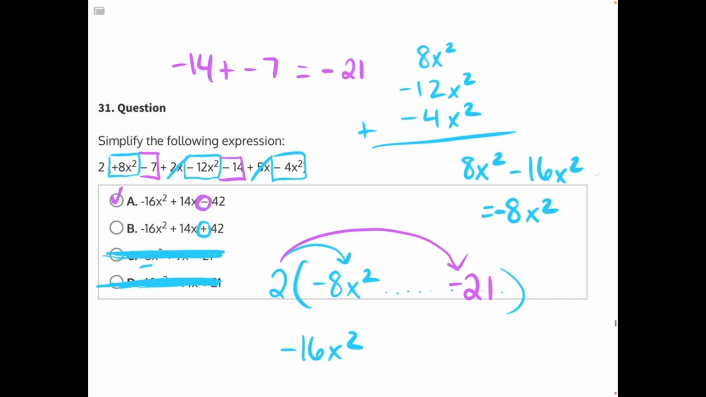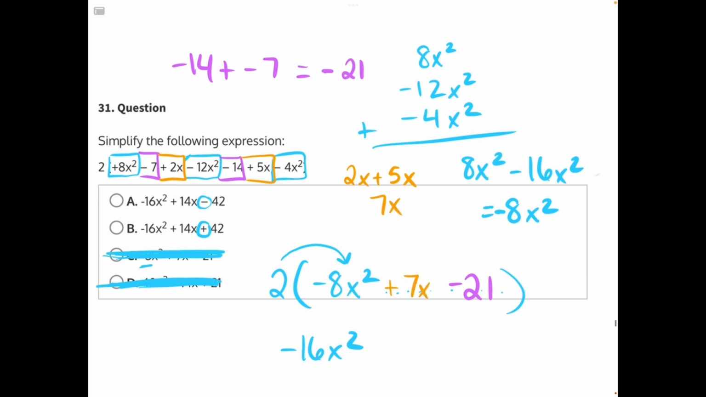However, for the sake of the video, if you'd like to stick around, I will solve the entire problem so that you can see exactly how it works. Let's go back and simplify our last two like terms, 2x and 5x. 2 plus 5 will give us 7x, so that will be our middle number of our polynomial.